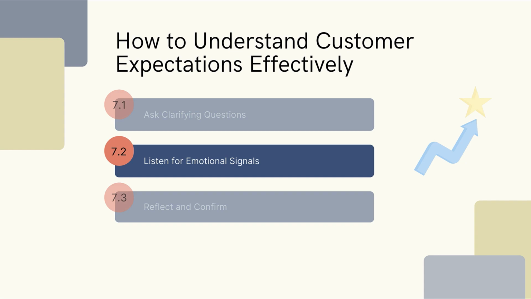Listen for emotional signals. Words matter, but tone matters more. Examples. "Honestly, I'm tired of explaining this." "I just want this to be over." These signal emotional expectations, not technical ones.